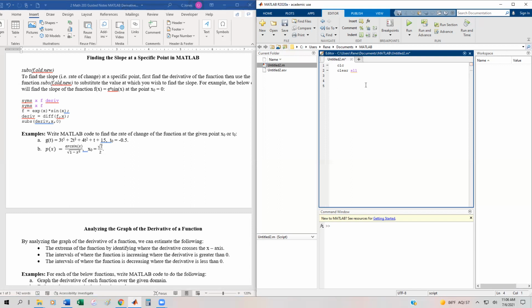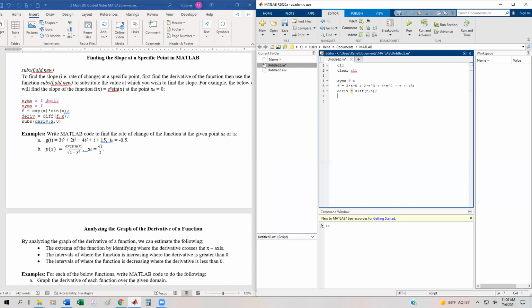We're going to start with syms of f and t, and we're going to define f to be the function 3 times t to the fifth plus 2 times t to the third plus 4 times t squared, and then plus t plus 15. We're going to assign deriv to be diff of f with respect to t, just like we did in the previous examples.